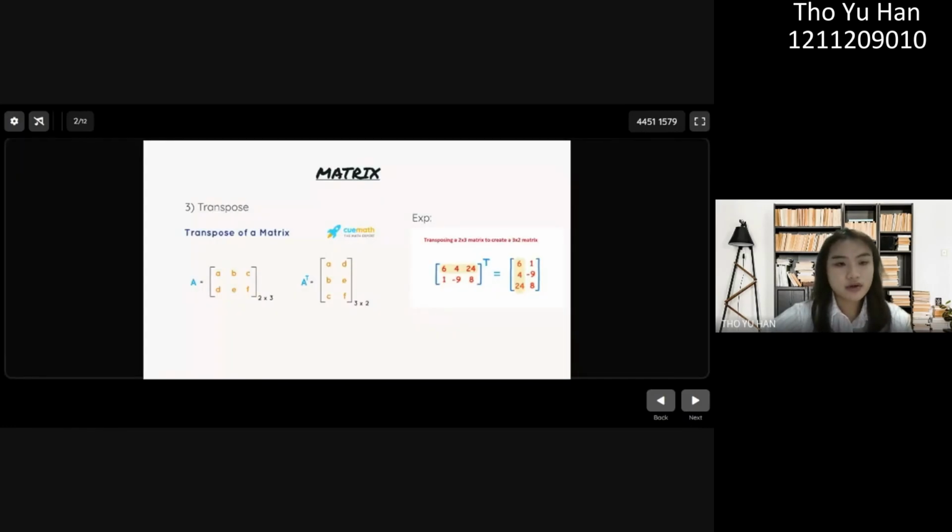The transpose of a matrix is simply a flipped version of the original matrix. We can transpose a matrix by switching its rows with its columns. We can take a look at the example. The row of numbers which is 6, 4, and 24 becomes the straight column. The transpose of the matrix is denoted by using the capital letter T in the superscript of the given matrix. So don't forget to write the T here after the transpose.